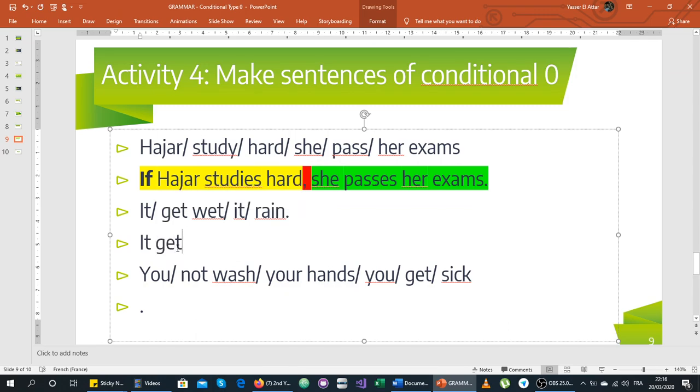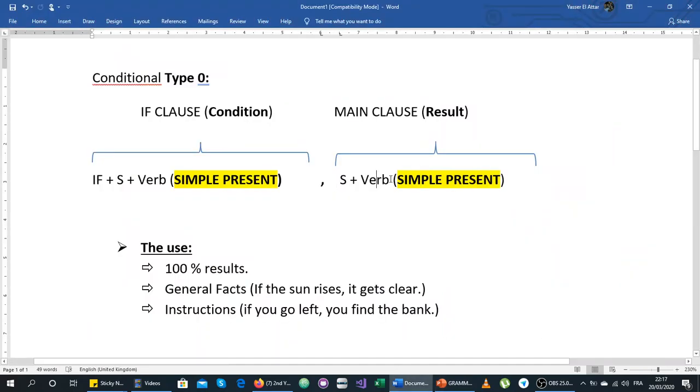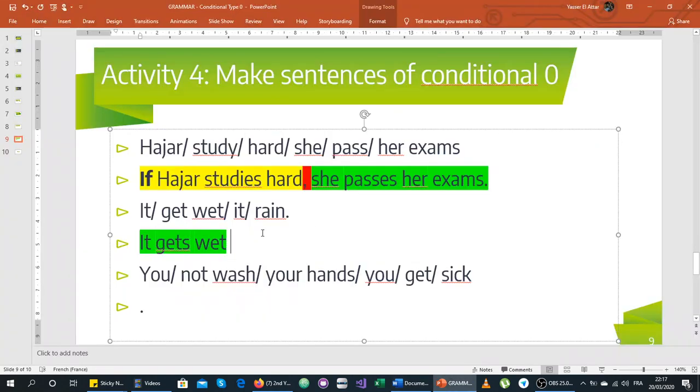Get, we add an s to get. Wet. So this one is the main clause. Okay, so after the main clause, if we start with the main clause, we said we don't need any comma. We go directly to the if clause. So here's the if clause, or here is the condition.